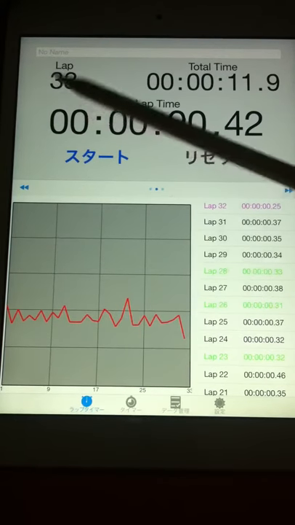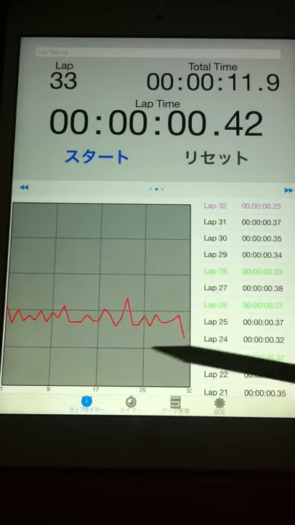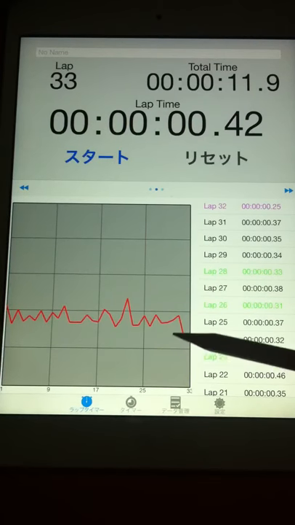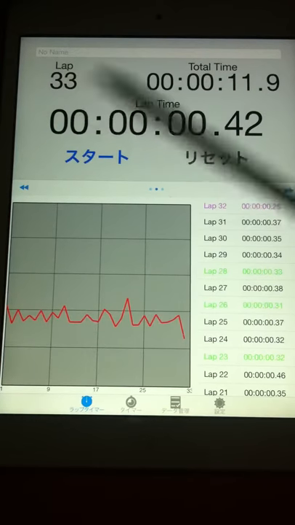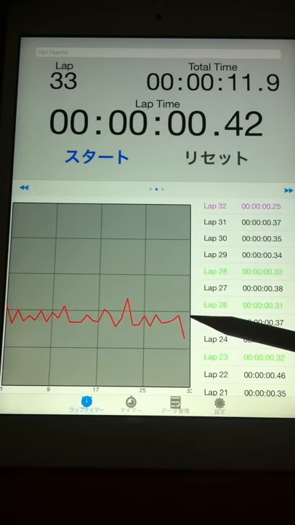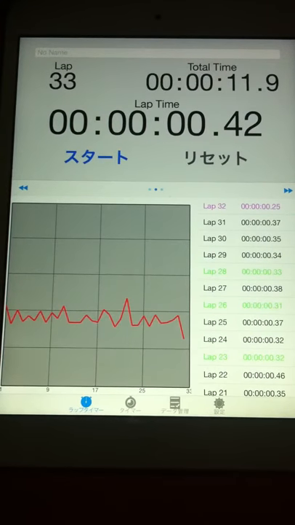Last lap is this. This graph does not express last lap is here. Let's play. I'm going to play the piano of this.